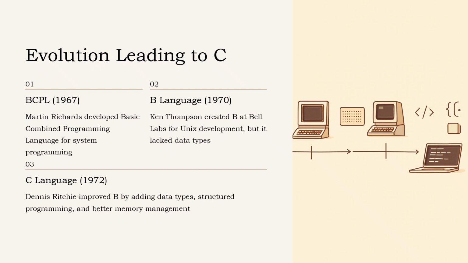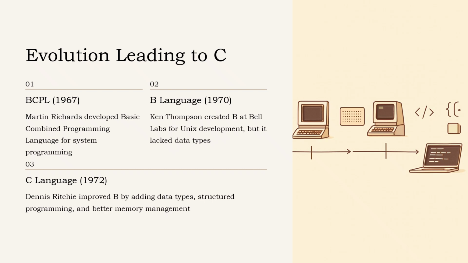So, in the year 1972, the C language was developed by Dennis Ritchie at Bell Labs. The main purpose of developing C was to improve the B programming language and support the development of the Unix operating system. C introduced several improvements such as data types, structured programming, and better memory management. Because of these features, C became extremely popular.